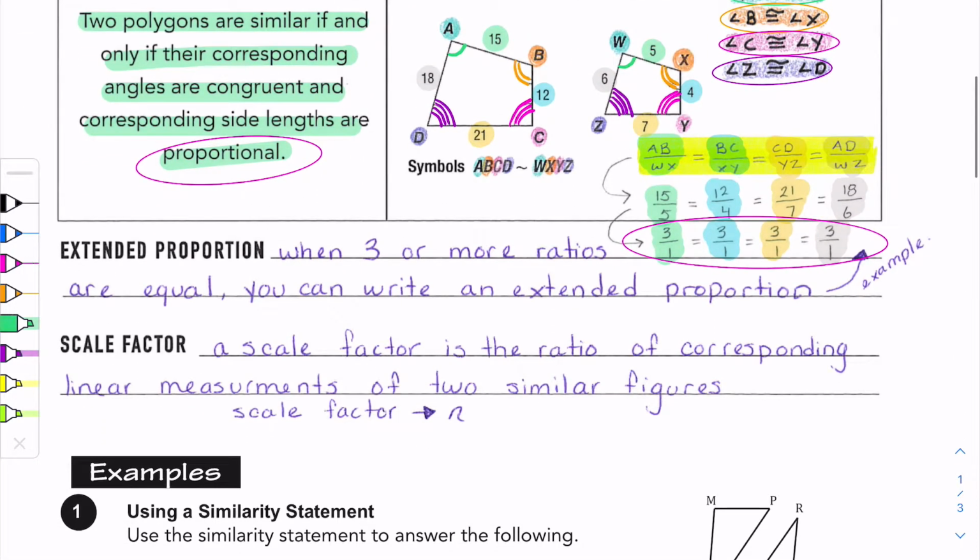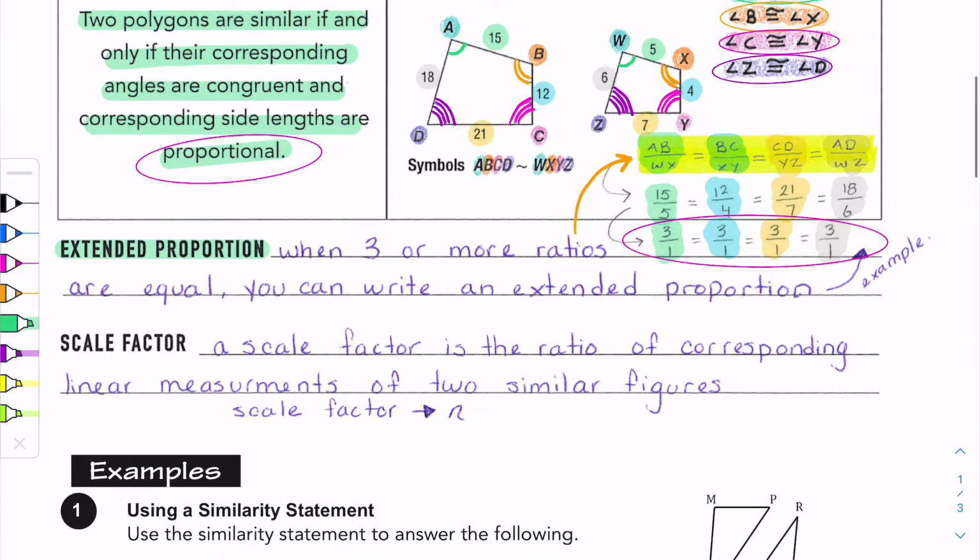A couple of vocab words. The first one is called an extended proportion, and this is when you have 3 or more ratios. You can write an extended proportion just like we did up here. So this is an extended proportion. And a scale factor. A scale factor is the ratio of corresponding linear measurements of two similar figures. And recall that when we went over scale factor a few lessons ago, we used the variable n to indicate that it was a scale factor. In this case, the scale factor between the smaller and the larger figure is 3. We found that out when we simplified all of our proportions.